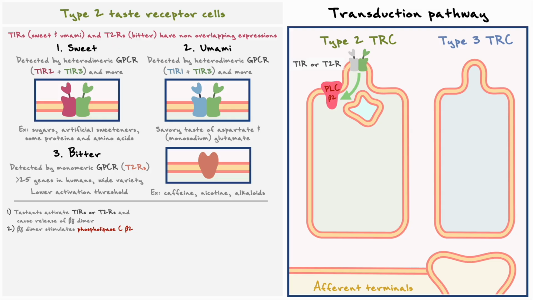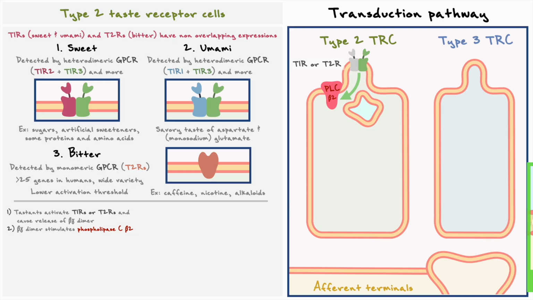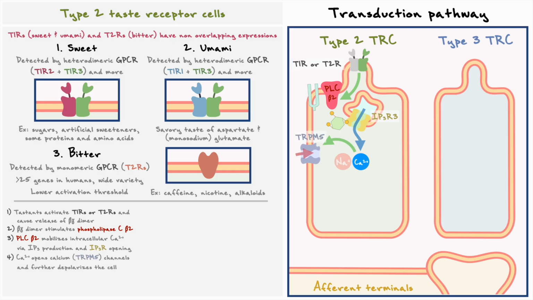If you need a reminder on GPCRs and second messengers, make sure to check this video where they are covered more thoroughly. Anyhow, the active PLC beta-2 then cleaves PIP2 to make the second messengers DAG and IP3, and the one that's interesting to us is IP3, as it opens a calcium receptor on the endoplasmic reticulum to liberate some calcium in the cytoplasm. This calcium allows to open a calcium-gated cation channel by the name of TRPM5.